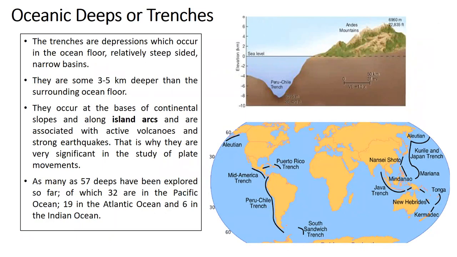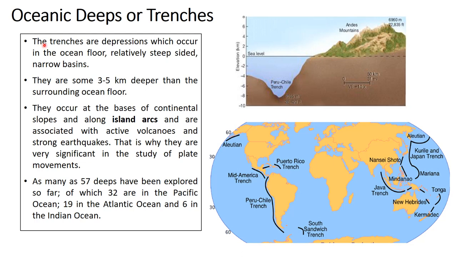Now another feature of the ocean floor is the oceanic deeps or trenches. Why do we call them oceanic deeps? Because these are the deepest part of the earth's surface. They are also known as trenches. Why? Because they are built like a trench, a deep like this.